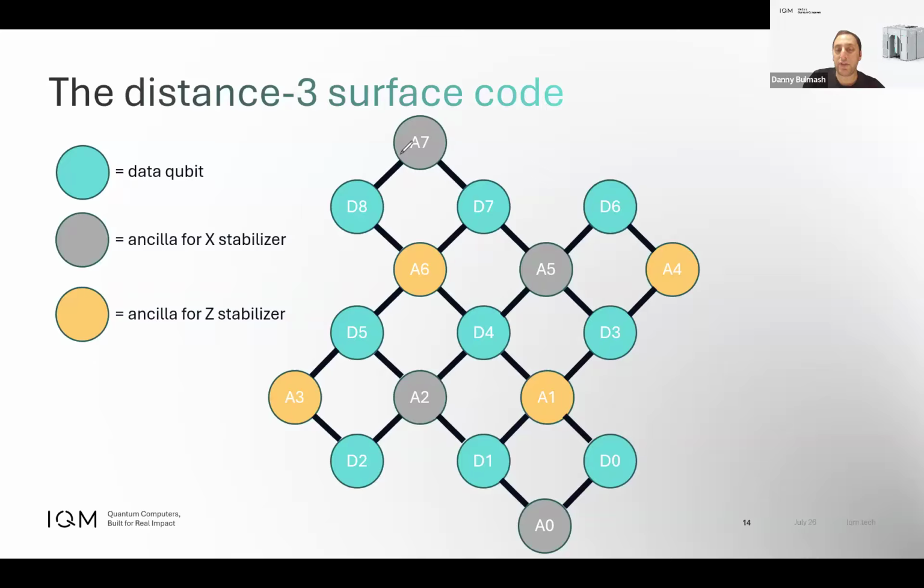The question is: Z stabilizer for bit flip errors, X stabilizer for phase flip errors? Yes, that's correct. So Z stabilizers detect bit flip errors, and X stabilizers detect phase flip errors. That's correct.